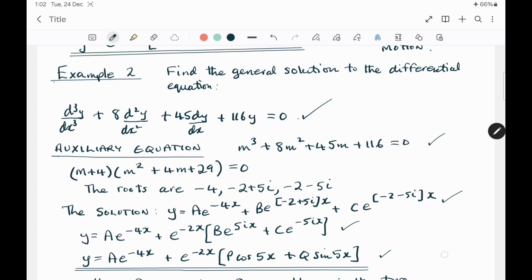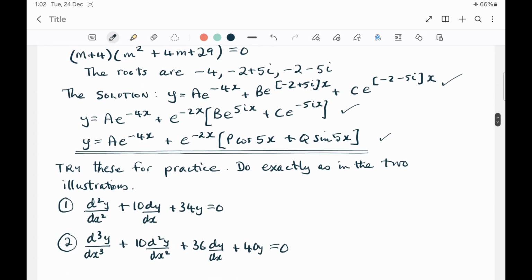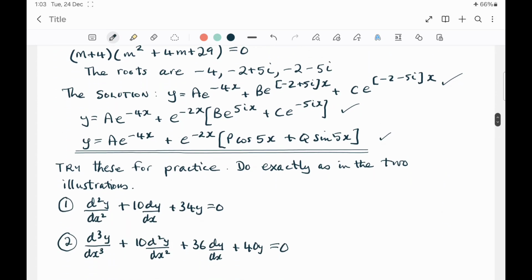And that completes it. I've put down a couple of examples for you to practice with, and I suggest you do them exactly in the way that I've done the two illustrations, because that is just about as short a method as you can get. When you've had practice with these and you get the roots for the auxiliary equation, you might be able to rapidly write down the general solution straight away. That's done with just a little bit of practice.